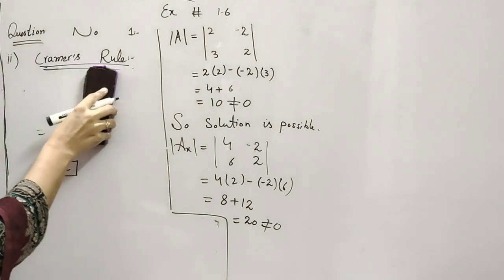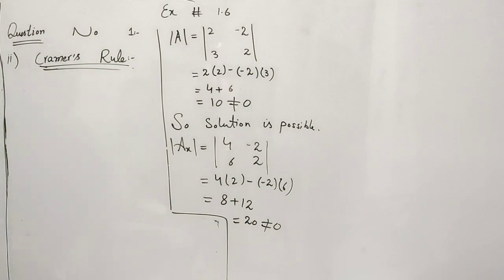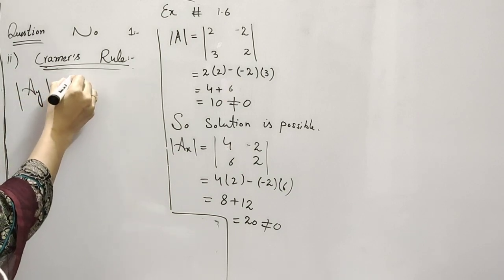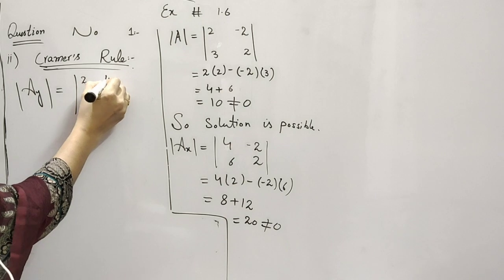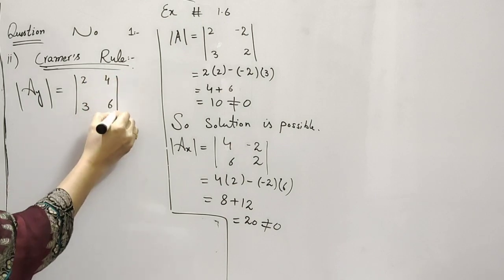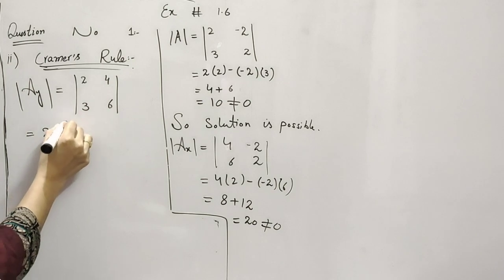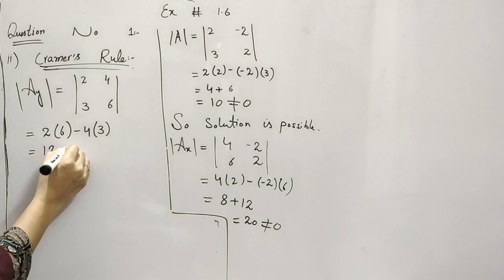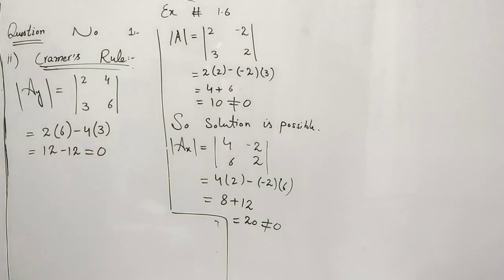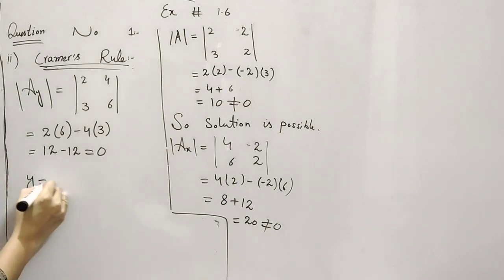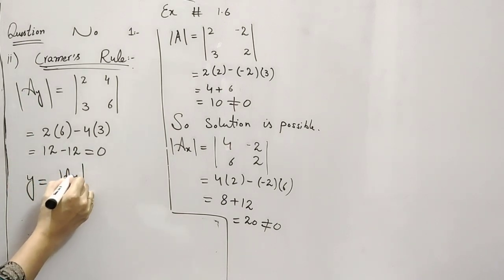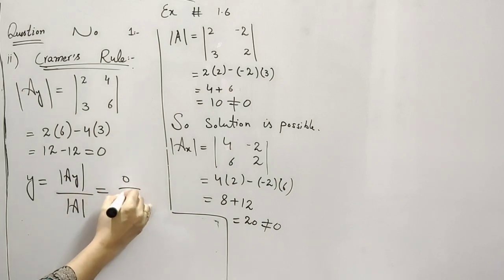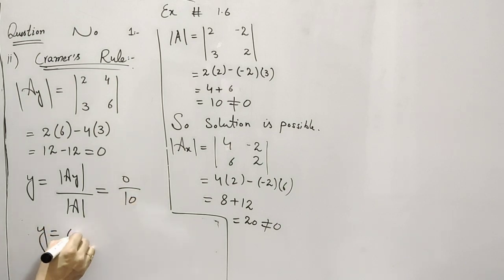Now we will find the value of y. To find the value of y, first of all we find the determinant of A of y, and it will be equal to |2, 4; 3, 6|. This is equal to 2 into 6 minus 4 into 3, 12 minus 12, which is equal to 0. So the value of y will be equal to the determinant of A of y over the determinant of A, and it will be equal to 0 by 10. So y is equal to 0.